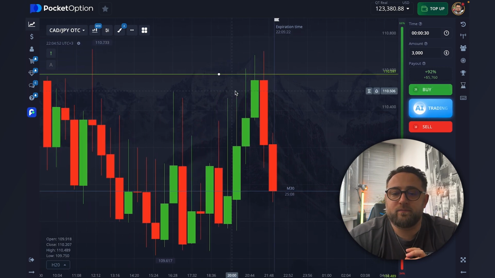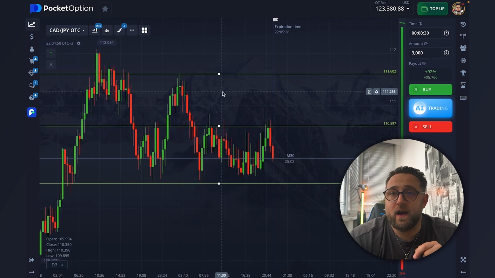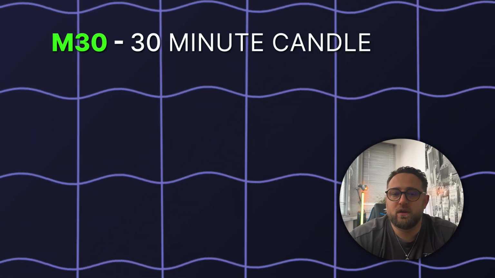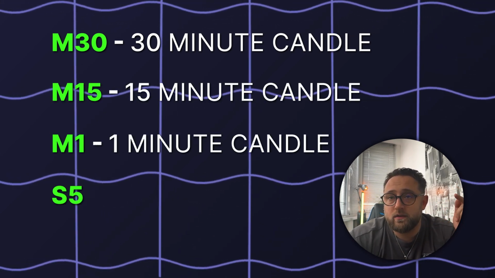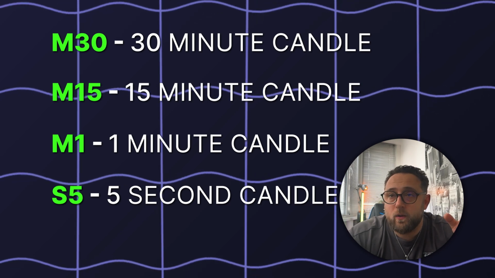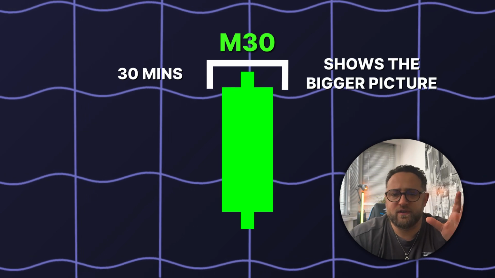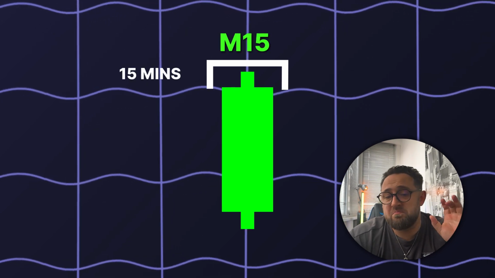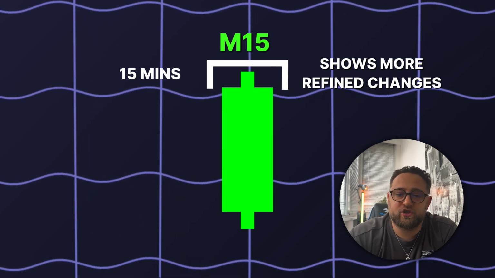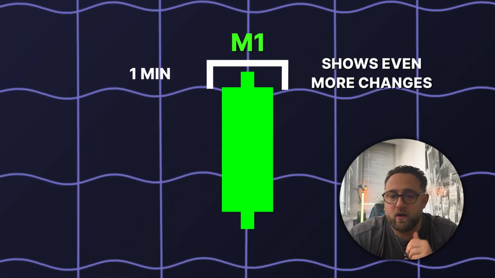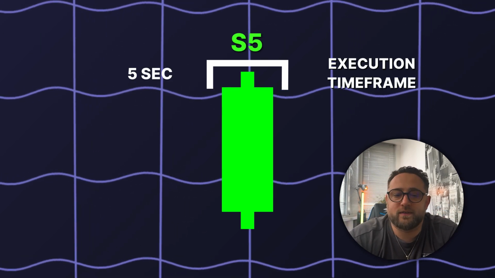Today we're working on M30, M15, M1 and S5, which means 30-minute candle, 15-minute candle, 1-minute candle and 5-second candle. In this strategy, M30 shows the bigger picture, the higher time frame. M15 is the medium time frame, showing us the changes, and then there's the lower time frame, S5, the execution time frame, where we will work and find the entry points.